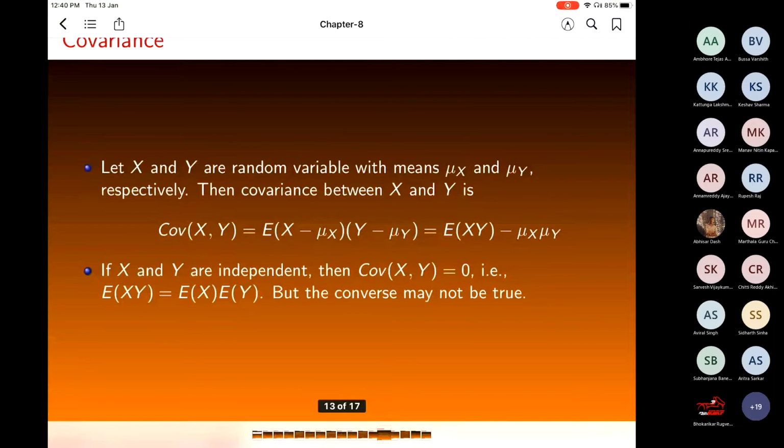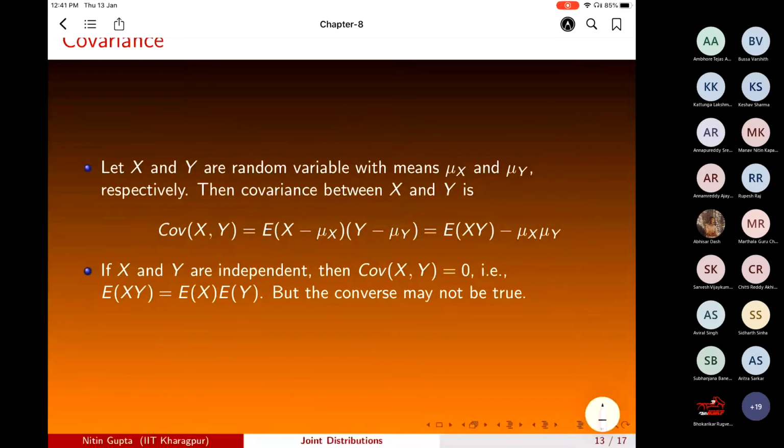Now let us define covariance. So x and y are random variables with means mu x and mu y. That means the mean of x is denoted by mu x, that is nothing but the expected value of x, and this is the expected value of y. Then covariance between x and y is defined as the expected value of (x minus mu x)(y minus mu y).